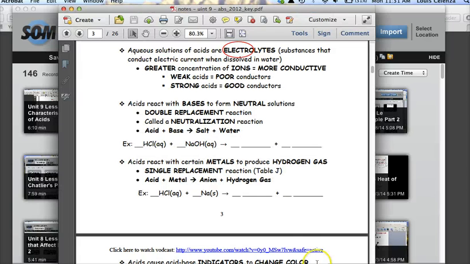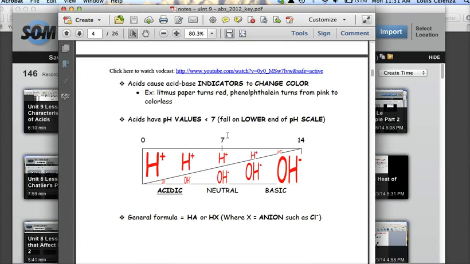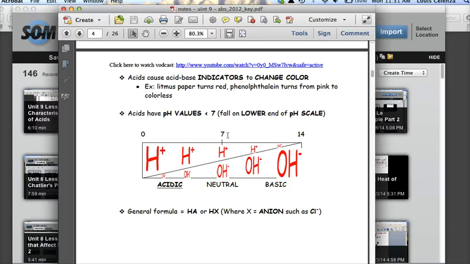Okay, so here we are with Unit 9, Lesson 2, and we just started to go over the properties of acids and bases. I just want to continue with acids and bases here. This is a continuation of the acids.